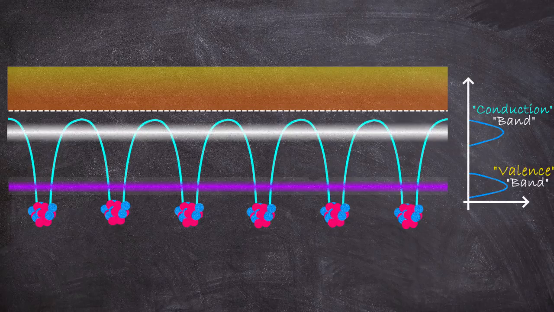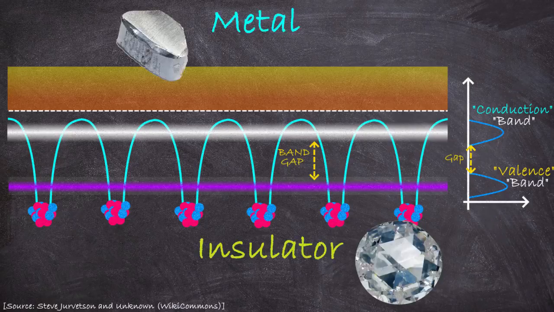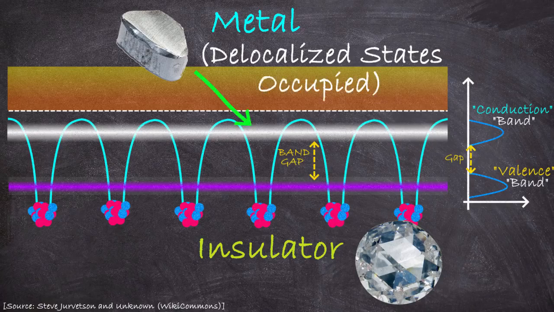And actually, it's these bands and the gaps between them that determine whether a given material is a metal or an insulator. In a metal, these sorts of delocalized states are occupied by electrons, whereas in insulators, for reasons we'll leave for another time, it's really only these states that are filled, and a big chunk of energy must be given to electrons in order to excite them to these conducting states.